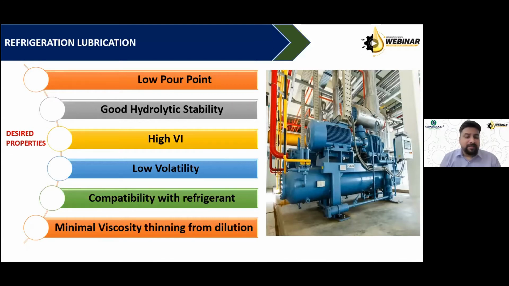Another point is, as these refrigerant compressors are subjected to very low temperature, a low pour point for the lubricant is very important. There are other properties like high VI, or viscosity index, because there is a very large temperature variation, as you are working from a very low temperature of the gas to a very high temperature possibility. That's why the VI has to be high, so that the viscosity of the lubricant does not vary much during service in the refrigeration type compressor.